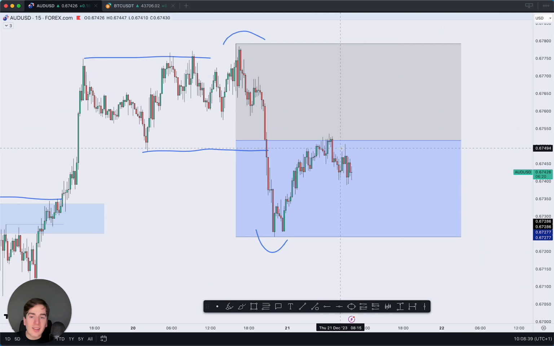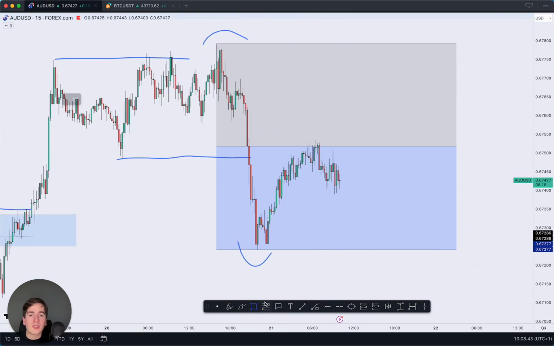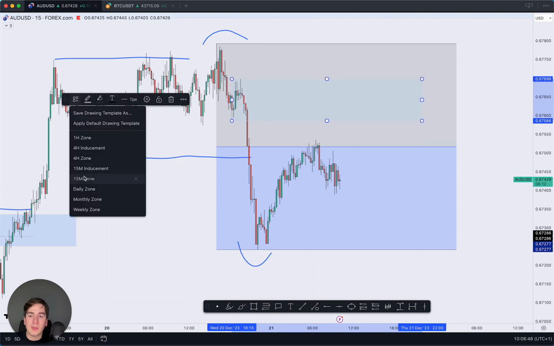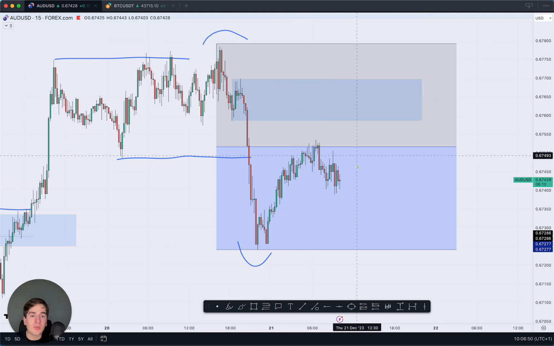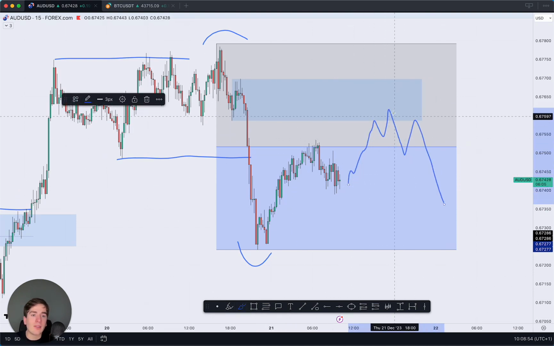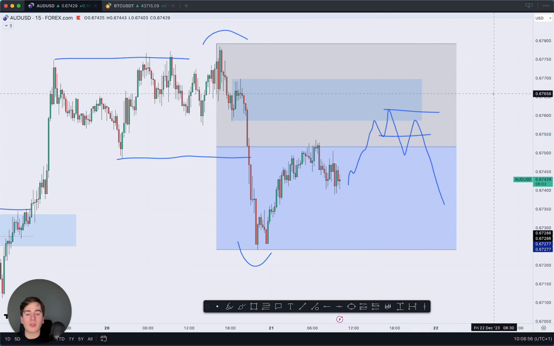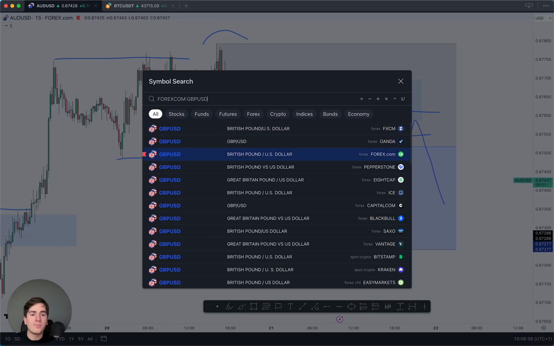So as you can very clearly see, exact pullback in towards that 50-minute EQ. So now what I'm looking for is a pullback pretty much in towards this refined area of 50-minute supply. Once we tap in towards there, look for our entry model, and then we will get in on a short. So that's Aussie dollar. Moving on in towards pound dollar.